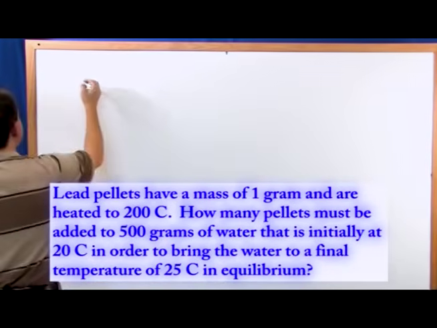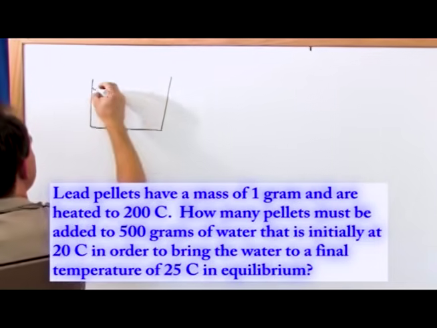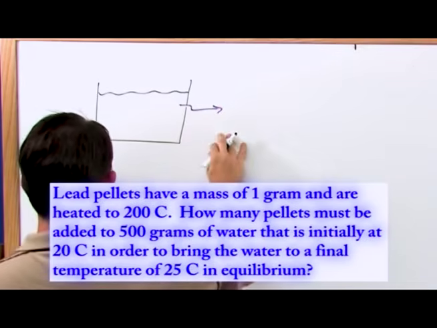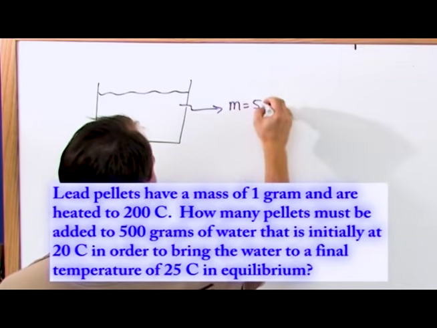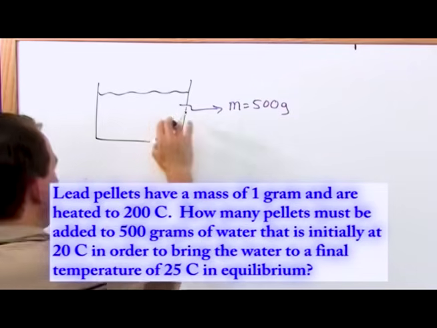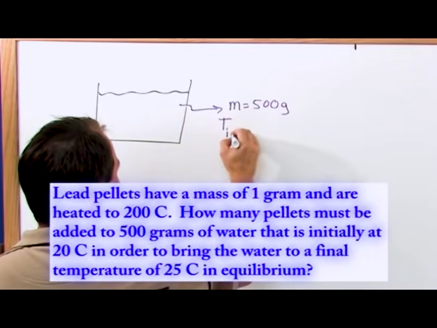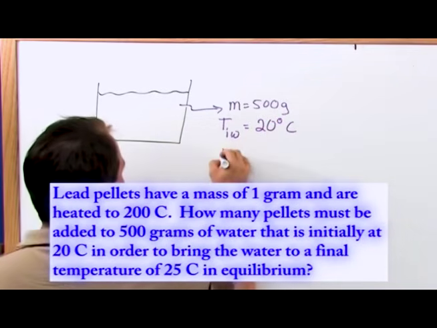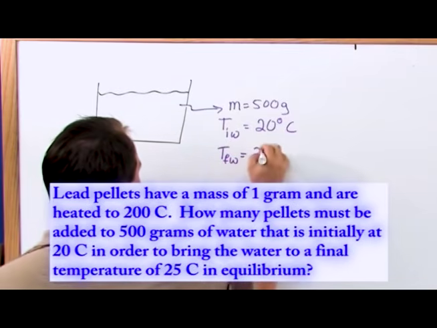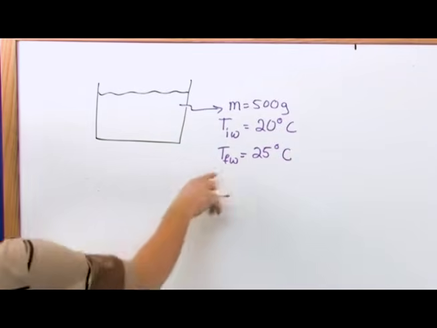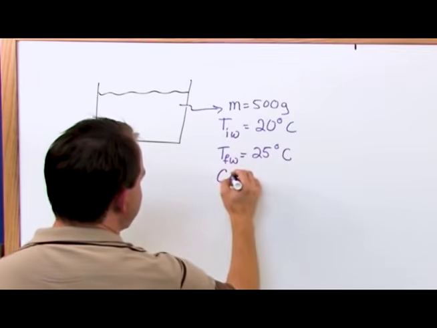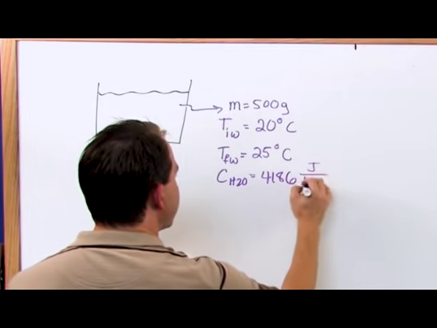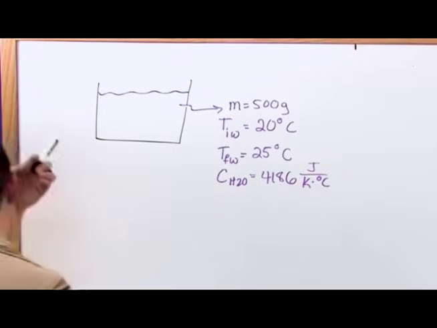So, just like always, we're going to draw a picture. There you got your water. And this water, the mass is 500 grams of water. The initial temperature of the water, T initial of the water, is 20 degrees Celsius. The final temperature of the water is 25 degrees Celsius. We know the specific heat of water is, again, 4186 joules per kilogram degrees Celsius, just like we expected it to be.